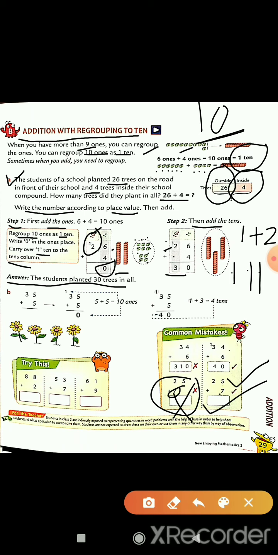Got it, students? Here also we make some common mistakes. See the example 34 plus 6. 4 plus 6 is 10. So if you write 10 directly here, it will be wrong. You need to carry 1 ten to the tens column. This is the correct method. So whenever you are doing sums, remember that these mistakes should not take place. Clear, students?